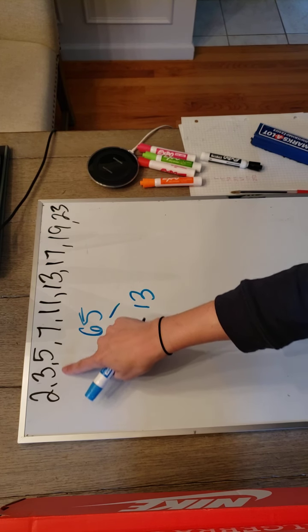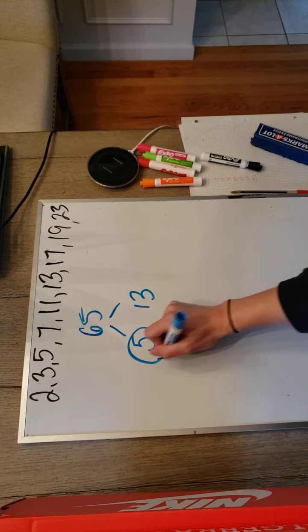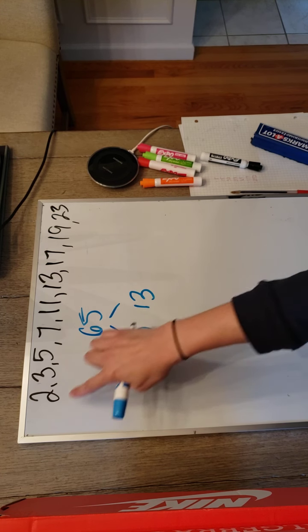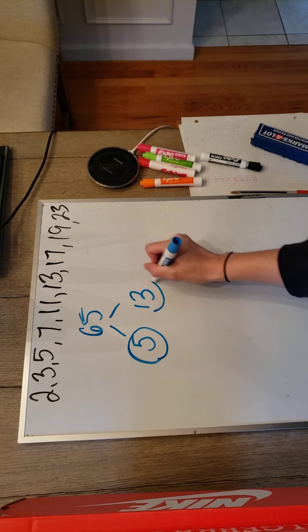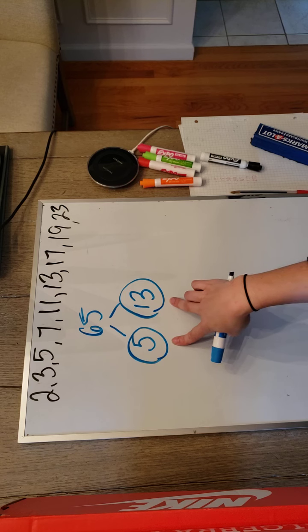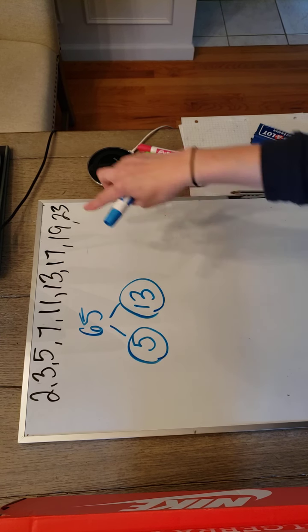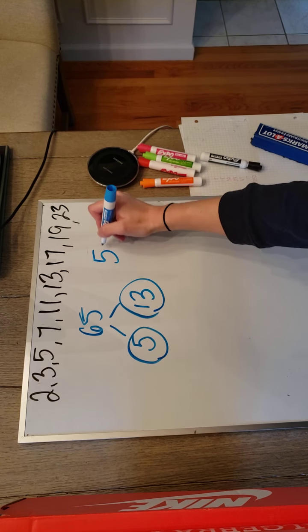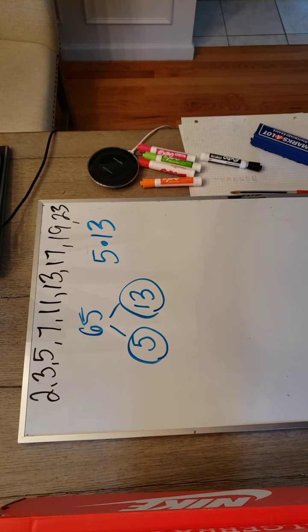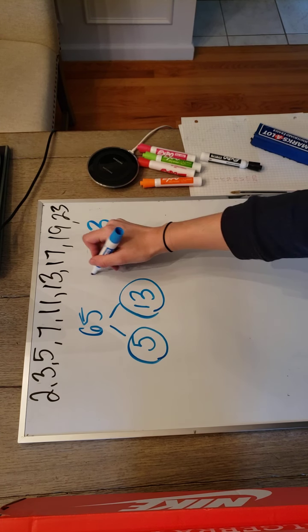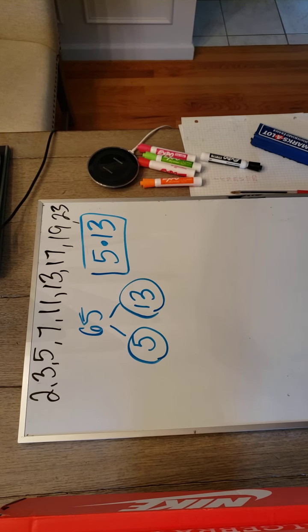Look at your list. Is 5 prime? Yes, it is. Is 13 prime? Yes, it is. Your endings are circles, so you are done. List them from small to big. Do you have any repeating numbers? No. So that is your answer.